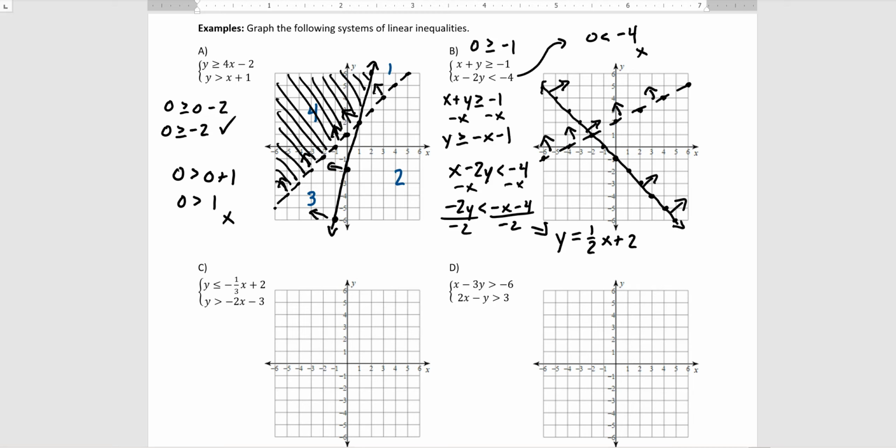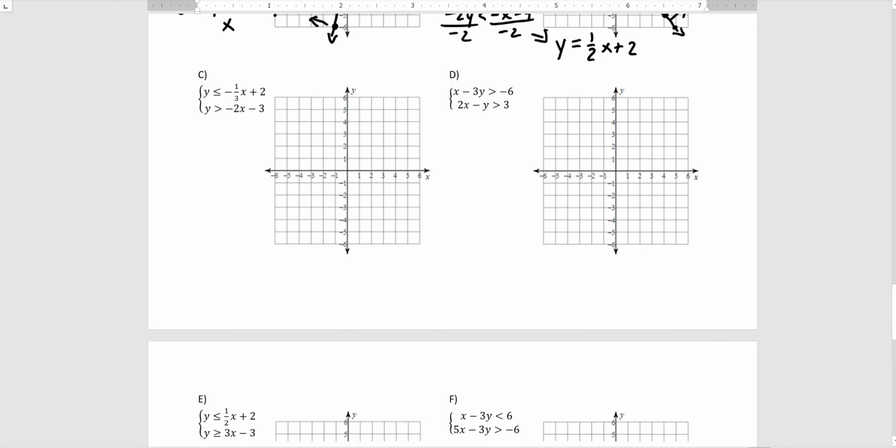And now I look for the section that all of the lines point to. So I've really split it up again. You don't have to write these numbers, but I think it's helpful. 2, 3, and 4. The dashed line points to 1 and 2. The solid line points to 2 and 3, which means this section here is going to be my shaded area. All right, let's try a couple more together.